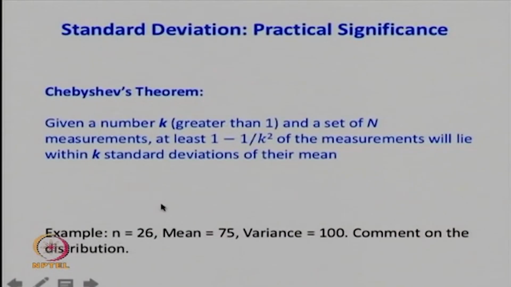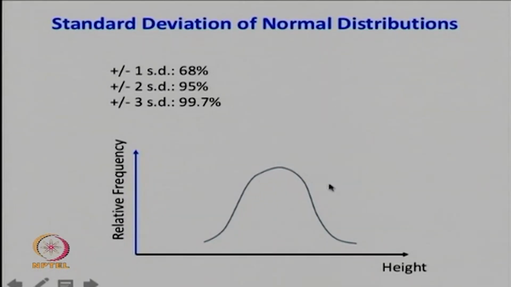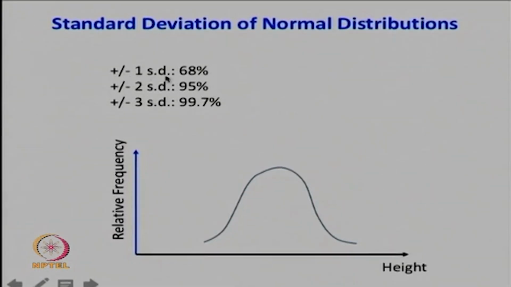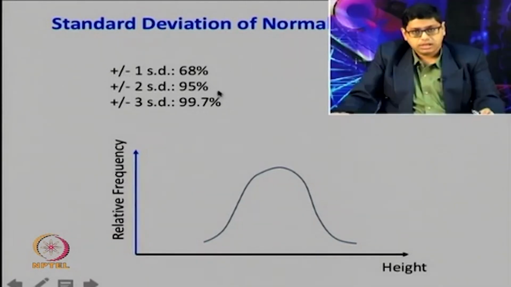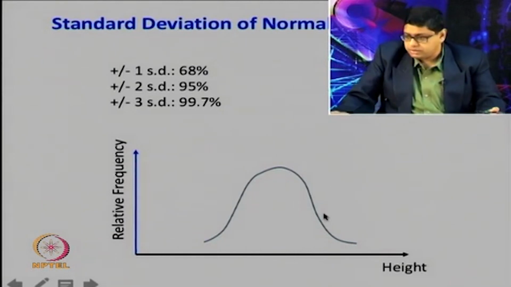It does not make any assumptions about how the data is distributed. In contrast, for what you observe for a mound-like distribution, which is a Gaussian distribution, a normal distribution, you will see that 68% of the data are expected to be within plus minus 1 standard deviation. So, as opposed to 75% predicted by Chebyshev's theorem, in a normal distribution 68% stay within plus minus 1 standard deviation, okay. But within plus minus 2 standard deviations 95% of the data is there, okay, and within 3 standard deviations 99.7% of the data are there.